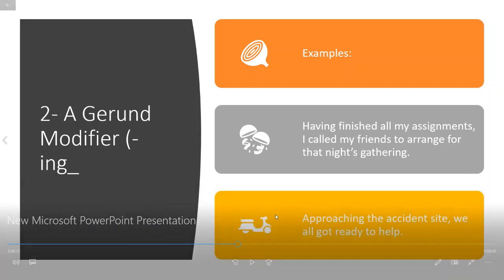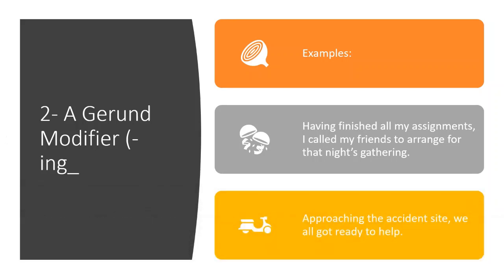The second type of modifiers is called a gerund modifier. A gerund is a verb that ends in an -ing. Okay, so let's have an example. Having finished all my assignments, I called my friends to arrange for that night's gathering. Where is the modifier? The modifier is having finished all my assignments.